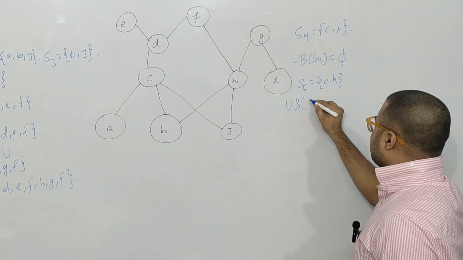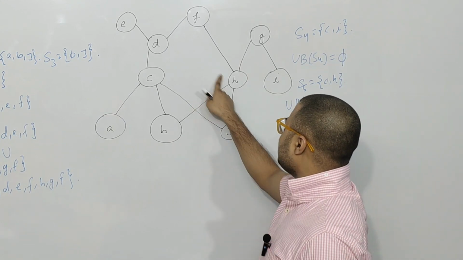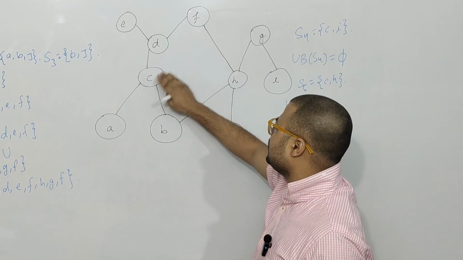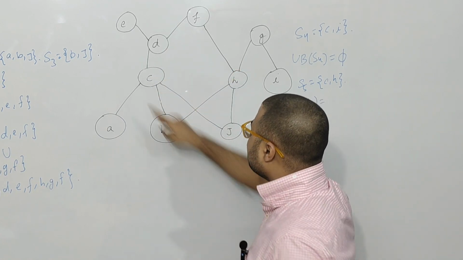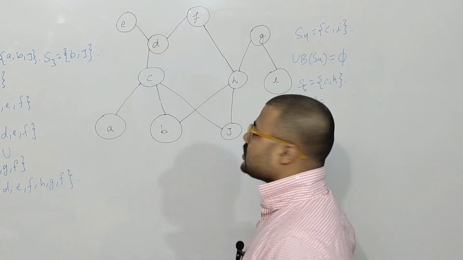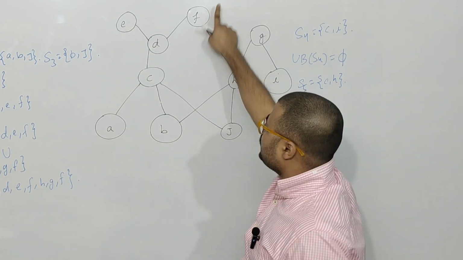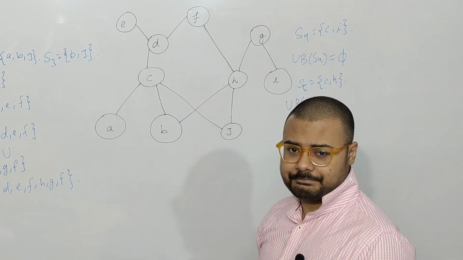Now the upper bound of S5 will be... H is not related to D, so D is not a joint point. H is not related to E, so E is not a joint point. H is related to F, so F can be a joint point.